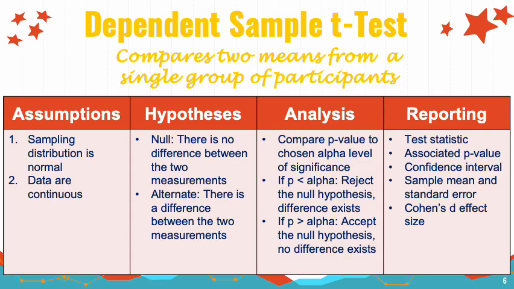To report your analysis when using a dependent sample t-test, you would include the test statistic and the associated p-value along with a corresponding confidence interval based on your alpha level. You should also include the mean and standard error for each group so the reader can understand how the two sample means differ. You should also report Cohen's d, which is a measure of effect size, which we talked about in a previous lecture. Remember, it is important to report both the p-value and the effect size because p-value speaks to statistical significance and effect size speaks to clinical significance.